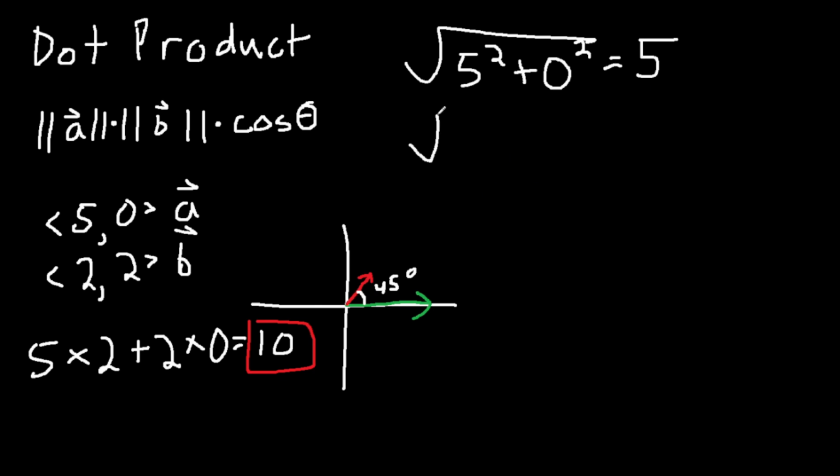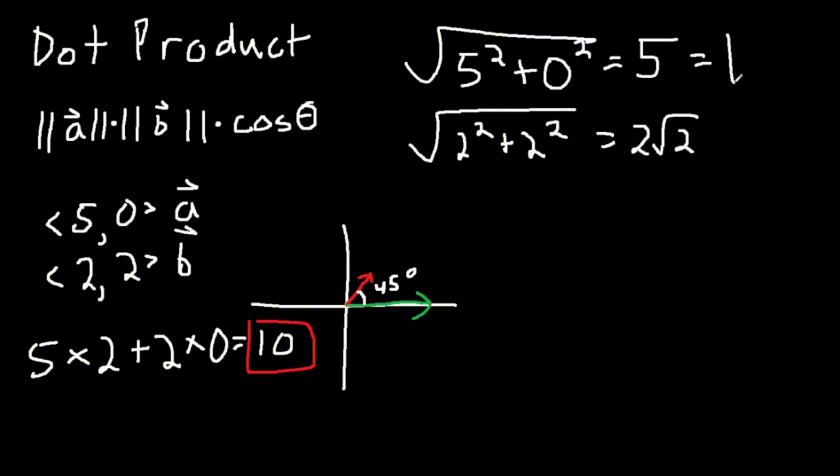If you use the Pythagorean theorem on vector B, you get 4 plus 4, which is 8. You get the square root of 8, simplified, 2 times the square root of 2. Now, what is the cosine of 45? We have the two magnitudes. The double vertical lines just mean magnitude, if I didn't already say that. The angle is cosine, so let's solve for the cosine of 45.